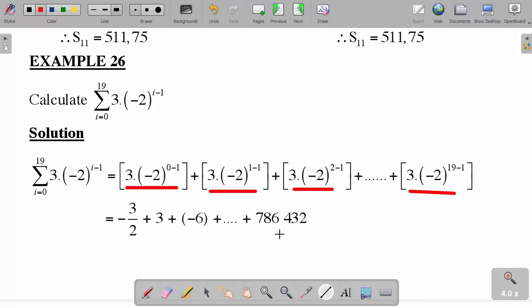786,432. Now this is my last term, and I have the series, and I have the lower limit, which is the bottom, and then the upper, which is 19. So I can get my number of terms. I hope you guys remember what we said. To get number of terms, we said number of terms is going to be the upper limit, which is 19, minus 0 plus 1, so that I can get to know the sum, which I'm finding out here.